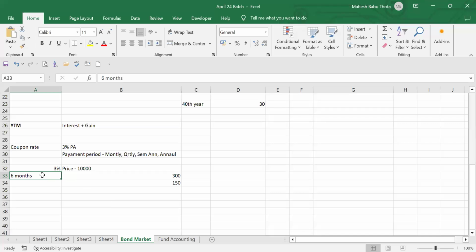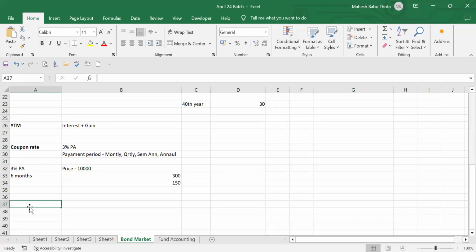If the payment frequency is twice in a year, it is semi-annual. Suppose it is quarterly, I'll be receiving 4 times. If it is monthly, I'll be receiving 12 times. But in almost all cases, the interest will be specified per annum only. We need to convert this interest rate, or interest amount, as per our interest period. It can be monthly, quarterly, semi-annual, or annually. Okay, that is all about the coupon rate.